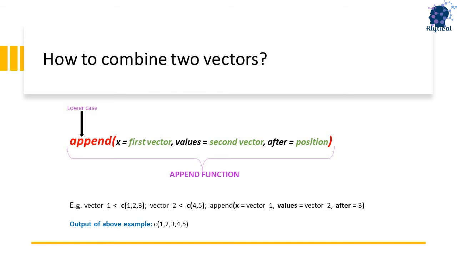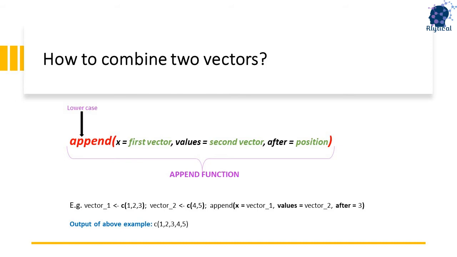The syntax contains the lowercase name append followed by 3 parameters, in which the first parameter x is the vector within which we want to add another vector. The second parameter is values, which is the vector that we want to add inside the vector we declared in the first parameter. And the last parameter is after, which is the position after which we want to add the new vector. All the 3 parameters are separated by commas.